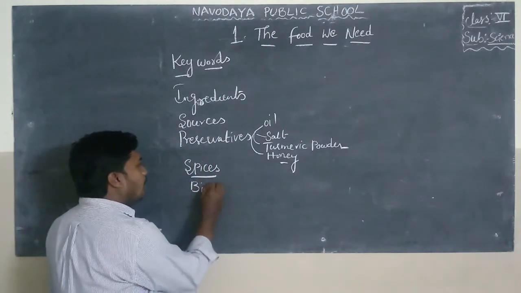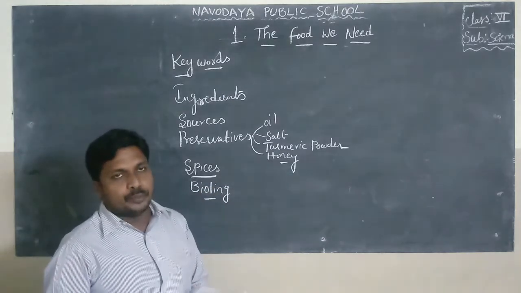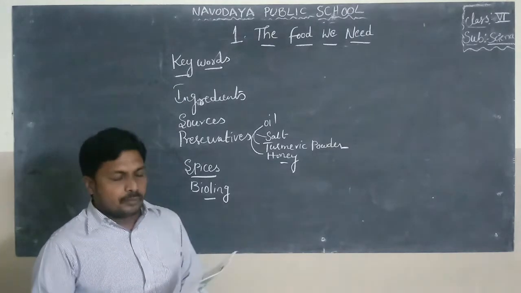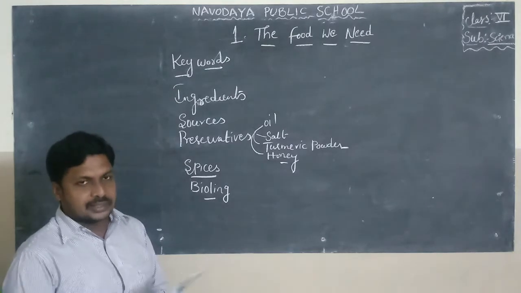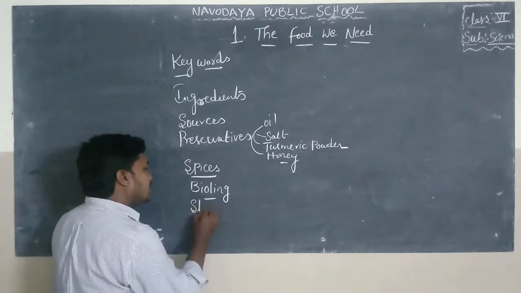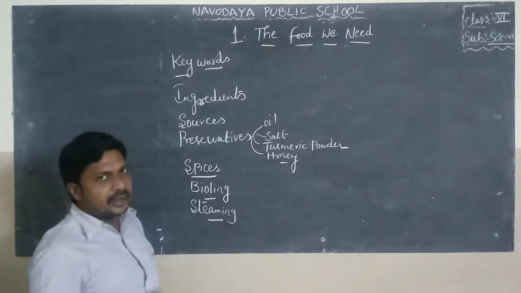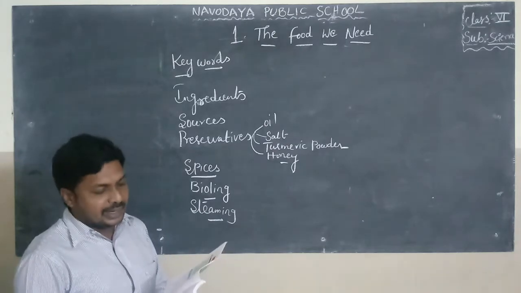Next one is boiling. It is one of the methods to cook food materials. For example, potatoes must be boiled to prepare potato curries. Steaming means cooking with steam. If you want to prepare idli, steaming helps to prepare idli.